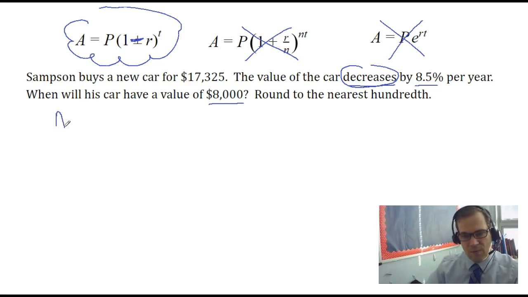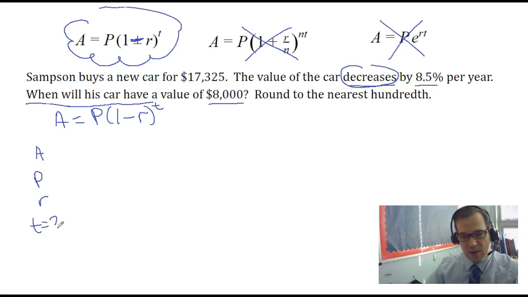So I'm going to use the formula, the amount equals the initial amount, 1 minus that rate of decrease to the t power. I need to fill in a value for A, for P, for R, and the question is, when will the car have a certain value? So T is going to be my unknown. But P is the beginning amount. He bought the car for this much money. That's the beginning amount. So that's my value for P.